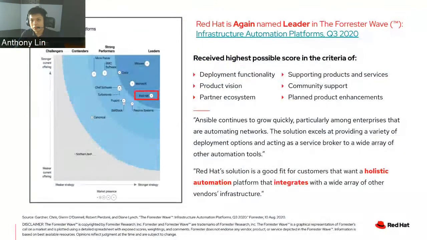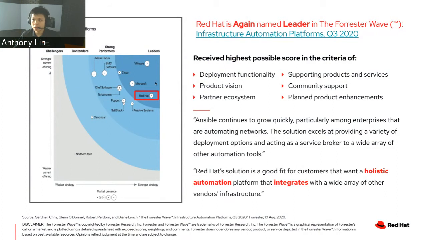If you look at the Forrester Wave report, we are again named as the leader for the second consecutive year. So you can see over here that we received the highest possible score in criteria such as deployment functionality, product vision, the partner ecosystem, which I will show you later on some of the partners that we have, the community support, the planned product enhancements, etc.